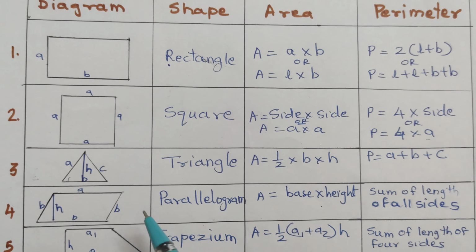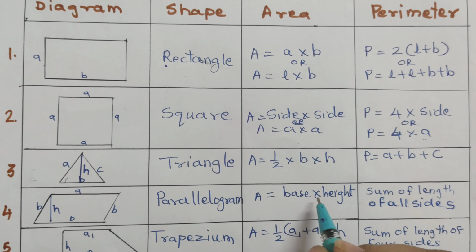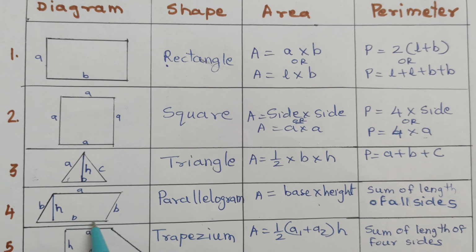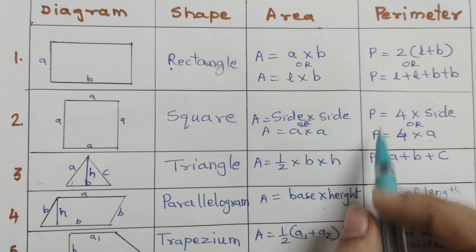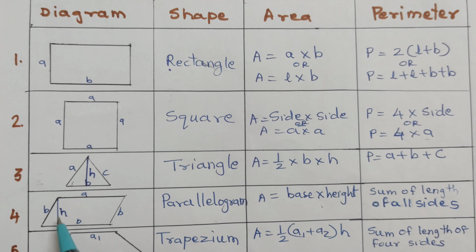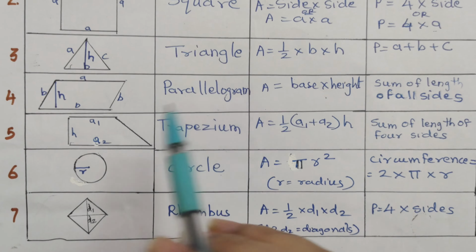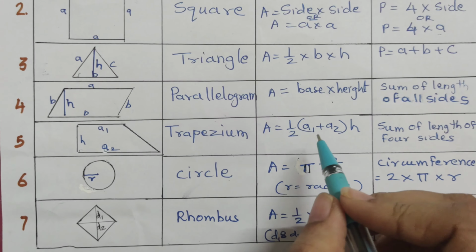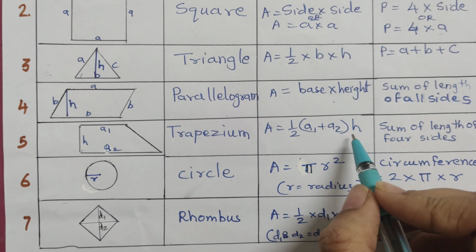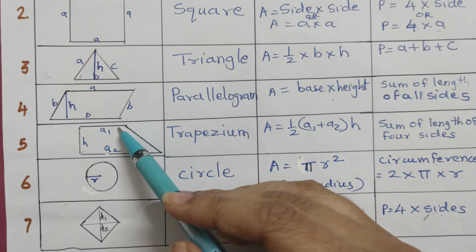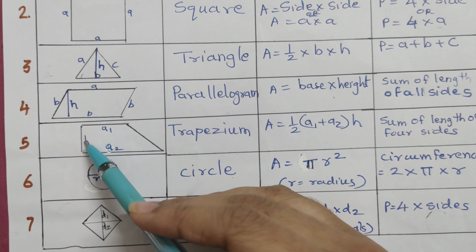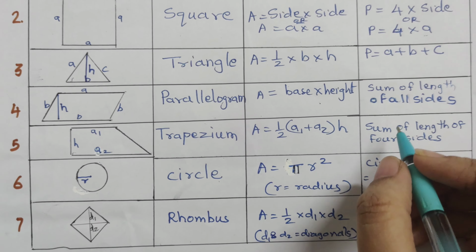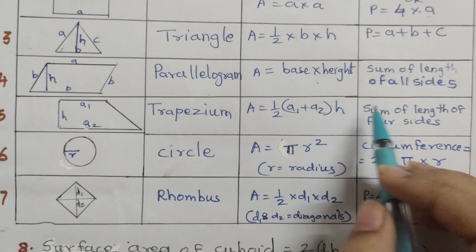For parallelogram, area is equal to base into height, and perimeter is equal to sum of length of all sides. For trapezium, area is equal to half into A1 plus A2 into height. So parallel sides into height, and perimeter is the sum of length of 4 sides.